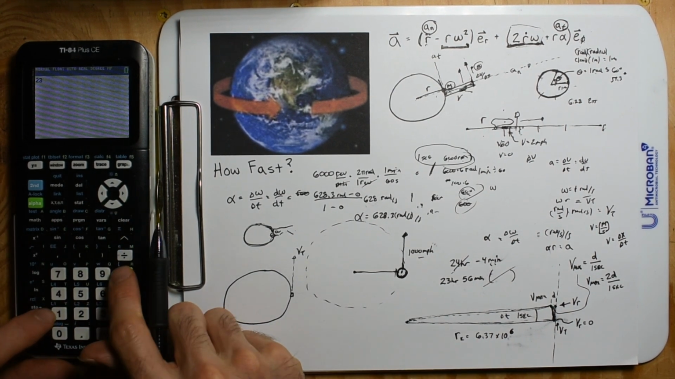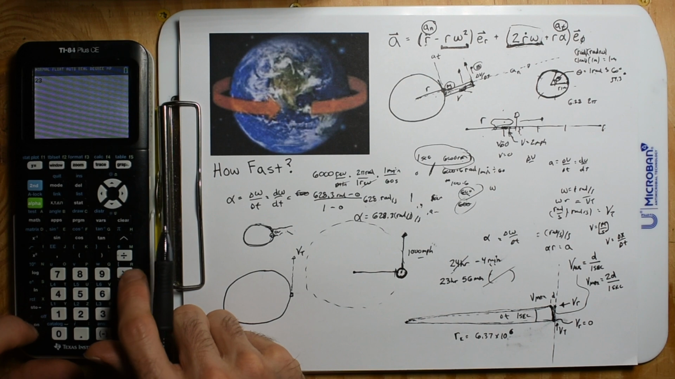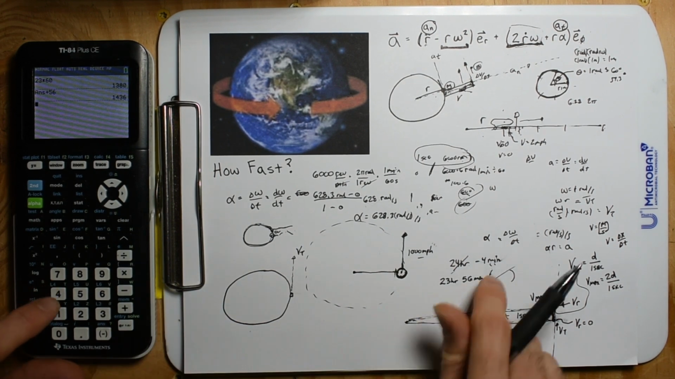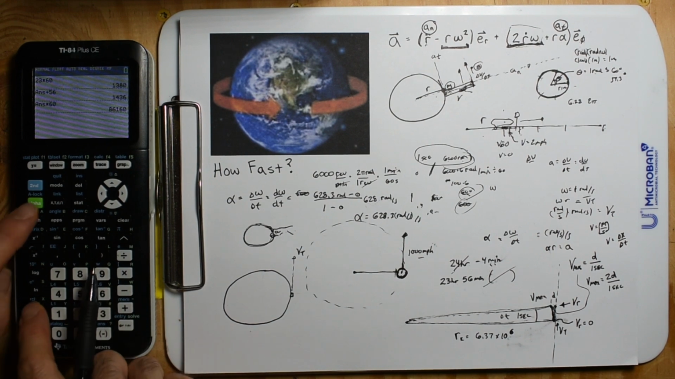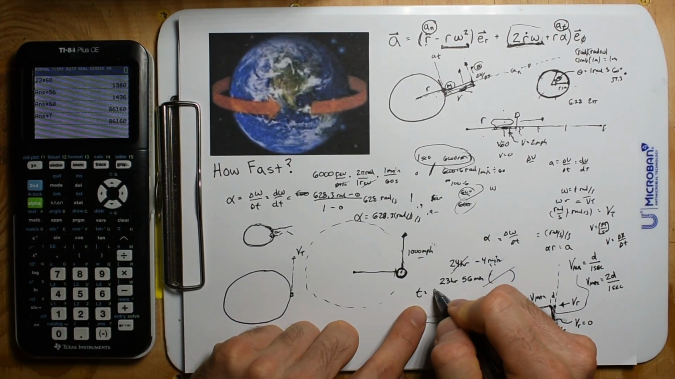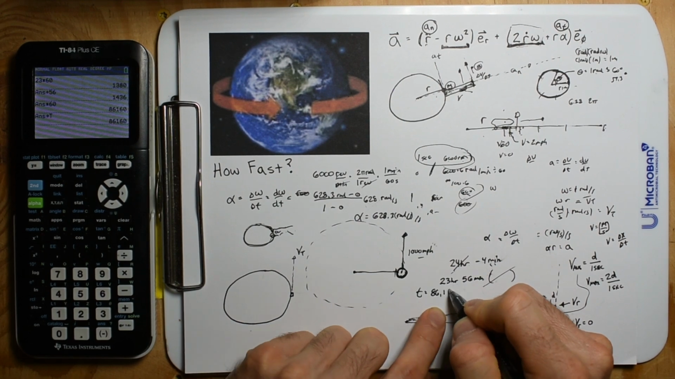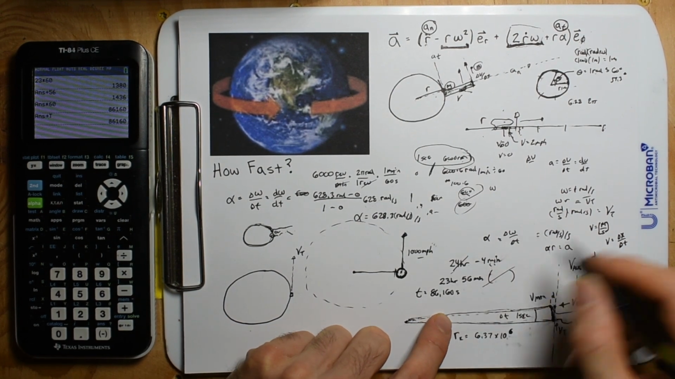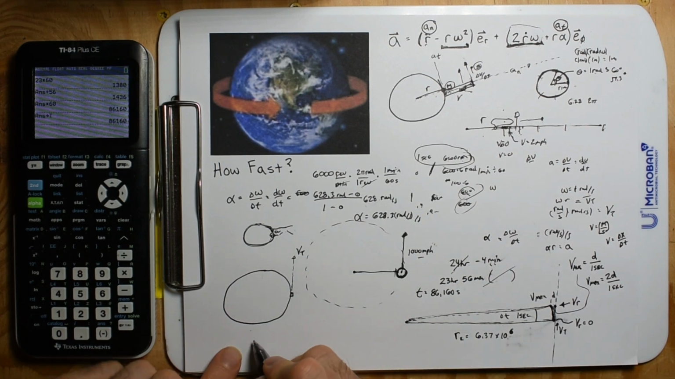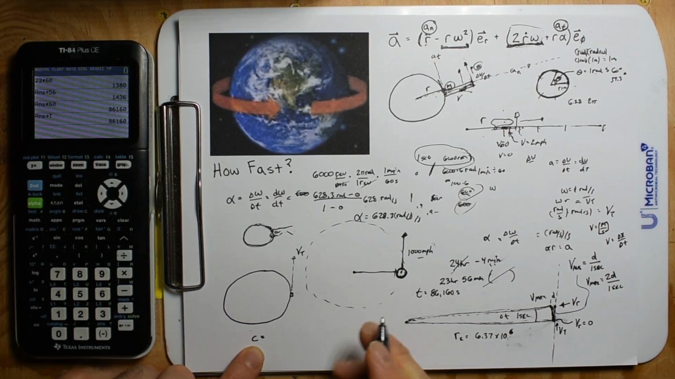So we're going to go 23 hours times 60. That's going to be that many minutes, plus that 56 minutes times 60. Cool, I'm going to store this as alpha t. So this is the time, 86,160 seconds for one rotation of a day.